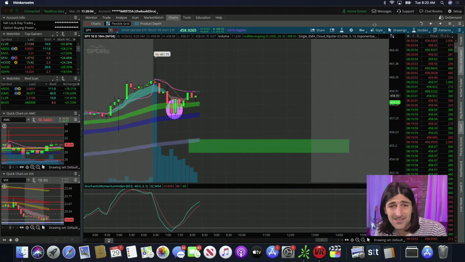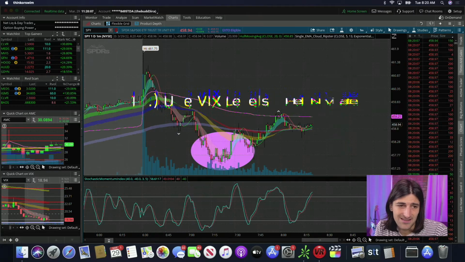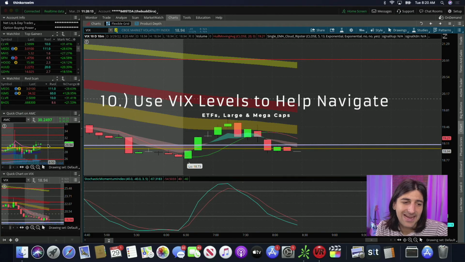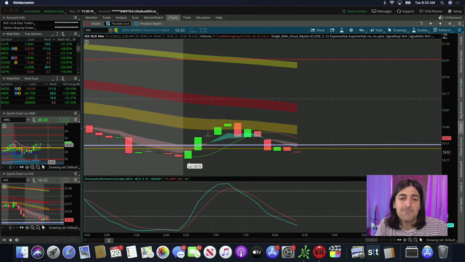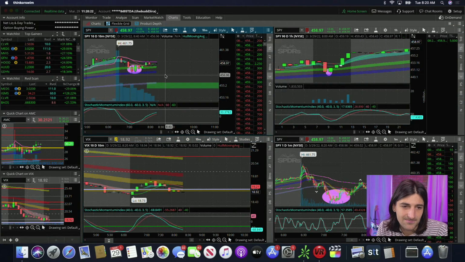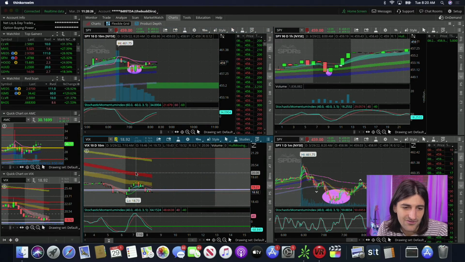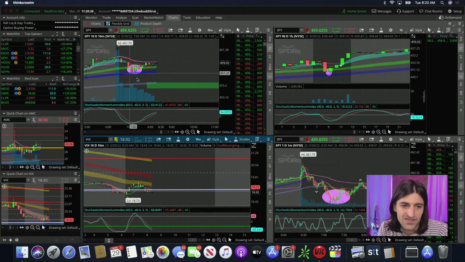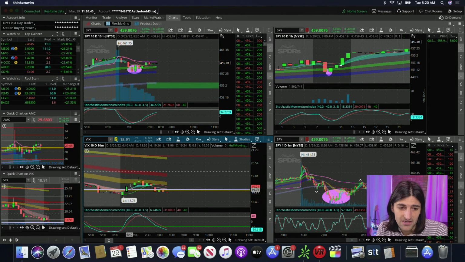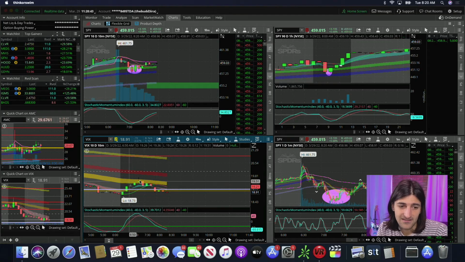And then the last thing I'm gonna leave you with is using the volatility index, or VIX, to help you navigate ETFs, large caps, mega caps, because they tend to move in sympathy with each other, right? Let's get into this 10-minute chart on SPY, and then you can see on the VIX here, look how they're inverted, right? SPY goes down, comes back up, VIX goes up, comes back down. So I'm looking at the same stuff, right? So 10-minute VIX, you know, here we are coming up into that 35.50 cloud resistance.